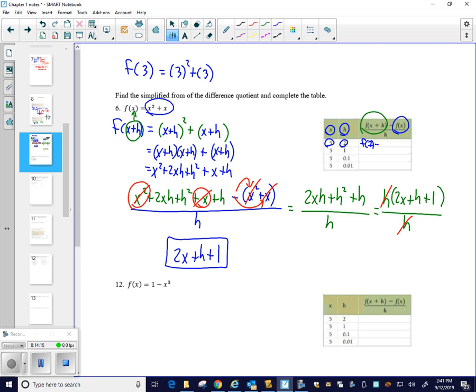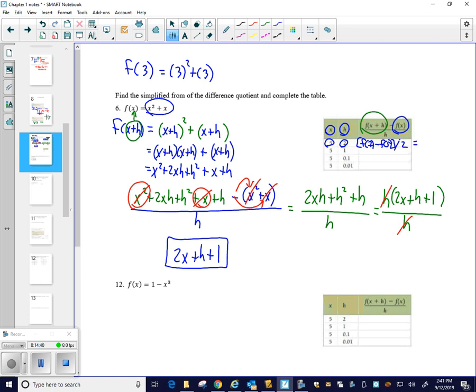And then I have to subtract f of x, but x is 5, so I need to subtract f of 5. And then after I do that, I need to divide that whole thing by h. And h is 2. Sorry, I should have put a 2 in there. Divide that whole thing by 2. So this is where I'm going to end up using the calculator.